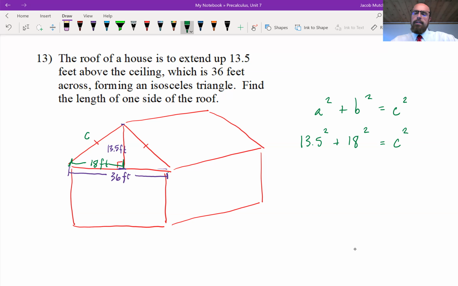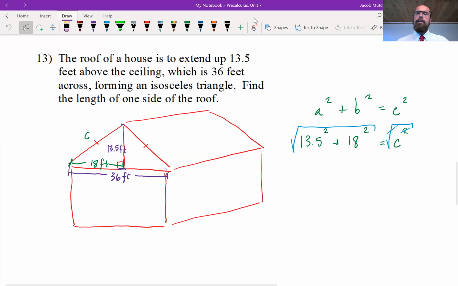In fact, what I'll do is let me just set it up for the final solution. If I am looking for just side C and not C squared, I do need to take the square root. So that's going to cancel the square. And then the whole left side is going to get the square root. So that's what I need to input. It's the square root of 13.5 squared plus 18 squared. So we'll take that over to our calculator. And let's calculate the length of side C.